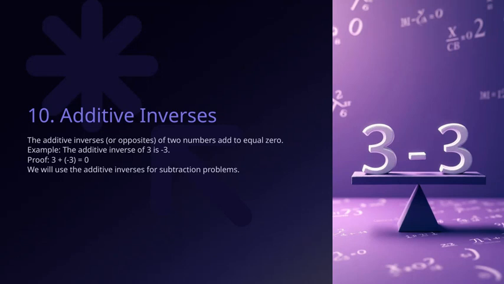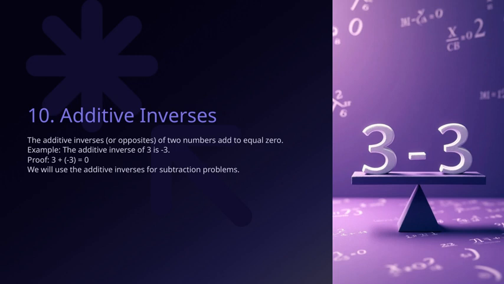Let's talk about additive inverses, or opposites, of two numbers. The key idea here is that when you add a number and its additive inverse, the result is 0. For example, the additive inverse of 3 is -3, because when we add 3 and -3 we get 0. So 3 plus -3 equals 0.